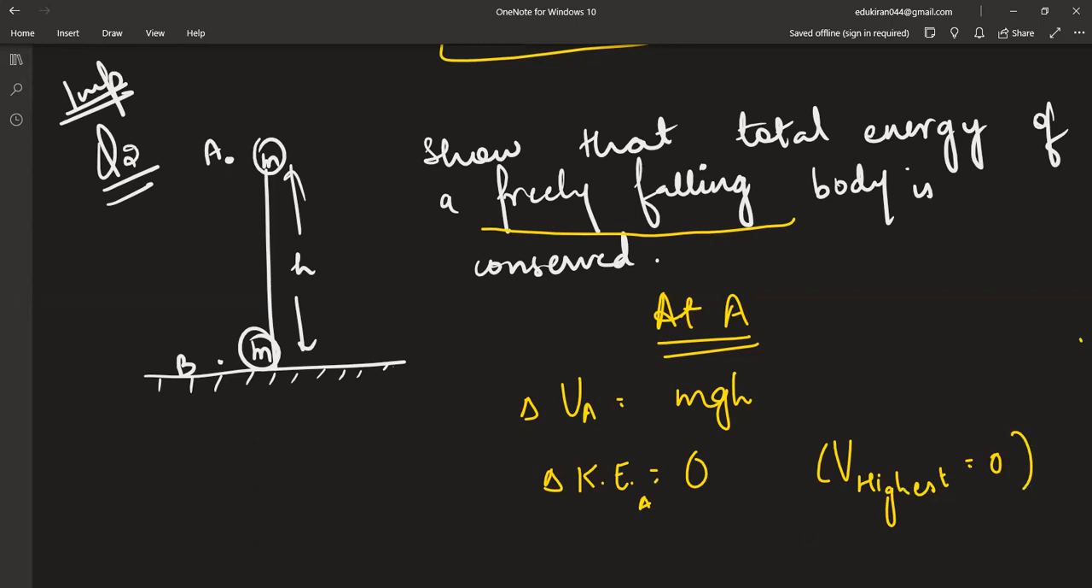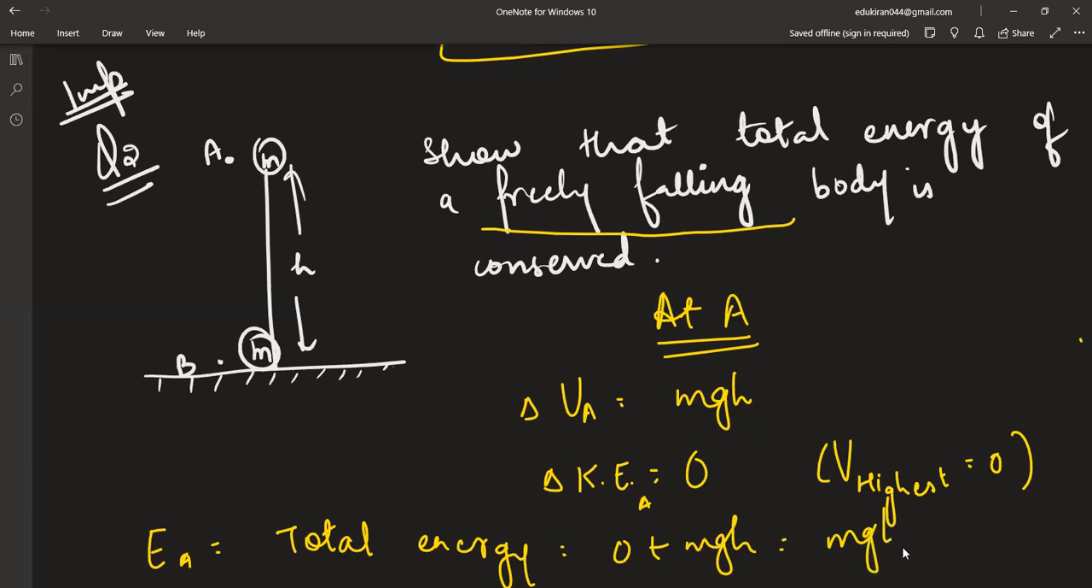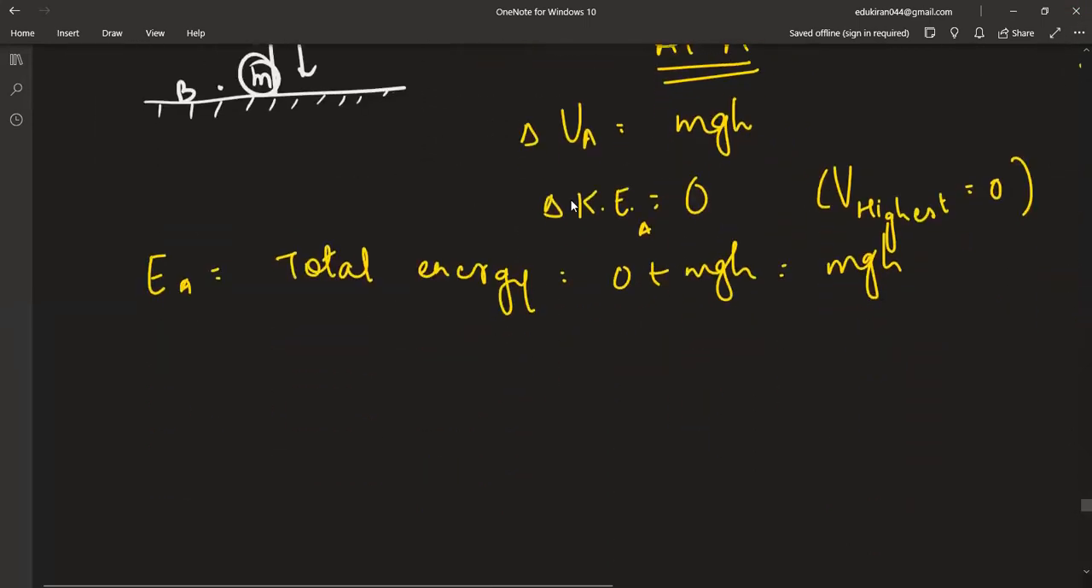Fine. So what is the total energy at A point? EA basically means total energy. So this means 0 plus mgh. This is equal to mgh. Now come to B point, the low. This is what we have solved for A point. Now come to B point.